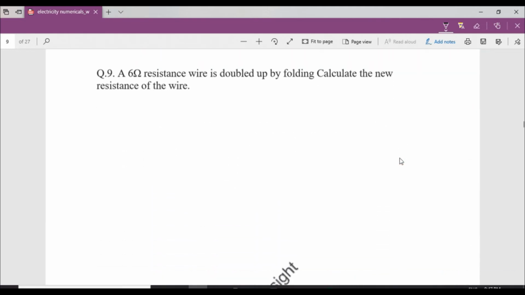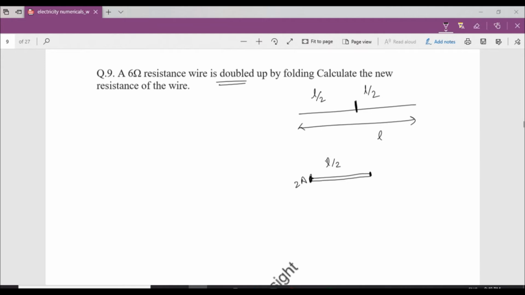A 6 ohm resistance wire is doubled up by folding. Calculate the new resistance of the wire. Okay. So 6 ohm wire is doubled up. If L is the length of wire, if you are doubling it, means you must have folded it from the half. So means L by 2 here, L by 2 here. Now the new dimensions of the wire will be like this. L by 2 has been twice. So, and hence what happens? The area of cross section becomes 2A.